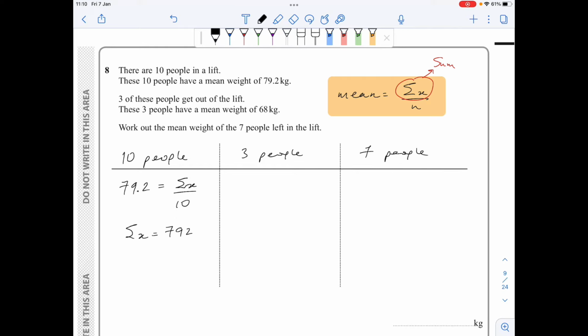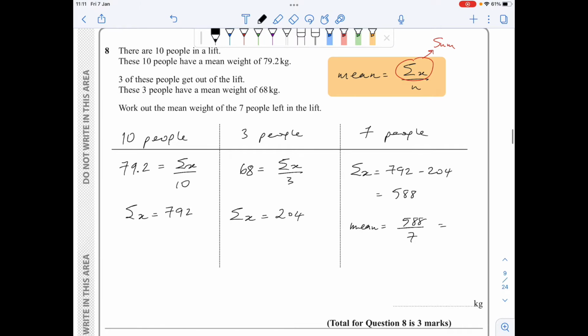For the 3 people, I will repeat the process. 68, which is the mean, is equal to the sum of the 3 people divided by 3. So the sum of the 3 people is 204. And finally, for the 7 people, the sum will be equal to 792 minus 204, which comes out to be 588. So the mean for the 7 people is equal to the sum divided by 7, which is the number of people, and the answer comes out to be 84 kilograms.